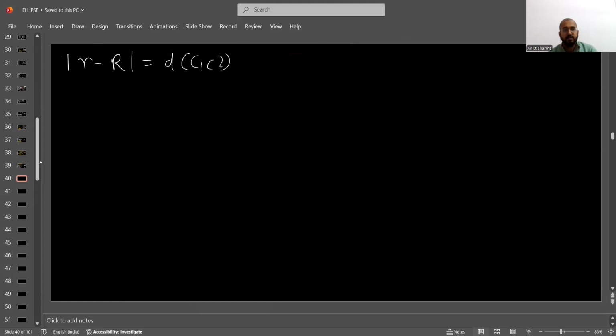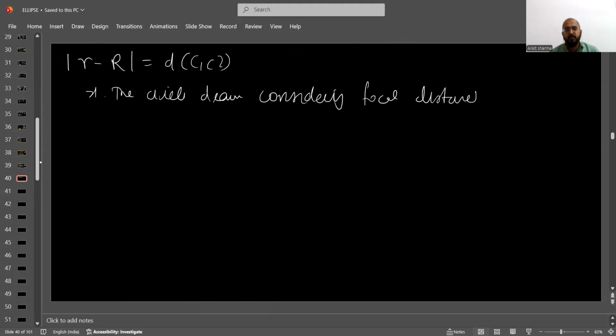So this implies, okay, the circle drawn considering focal distance as diameter touches the auxiliary circle of the ellipse.